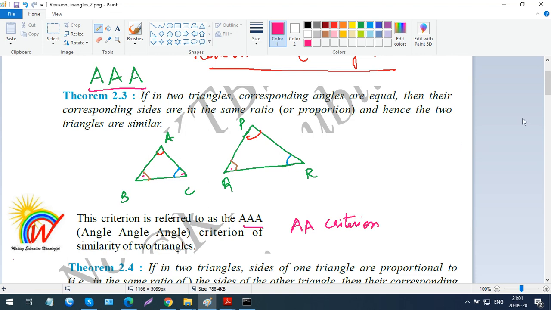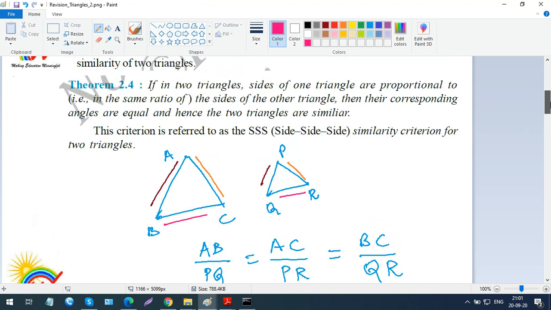Right, now come to this. If in two triangles the sides of one triangle are proportional to the sides of the other triangle, then their corresponding angles are equal and hence the two triangles are similar. So now similarly, this is the SSS.